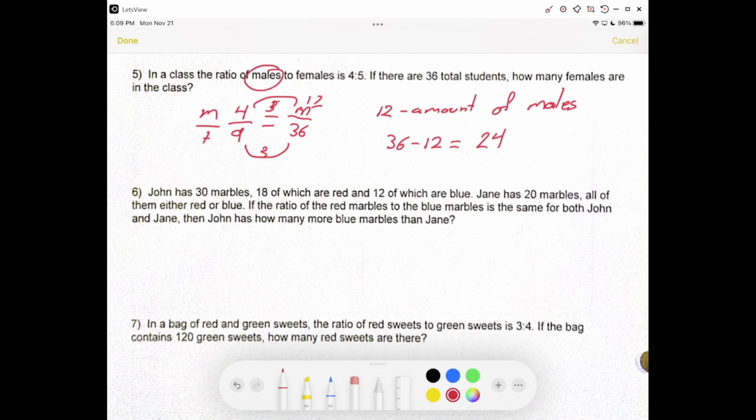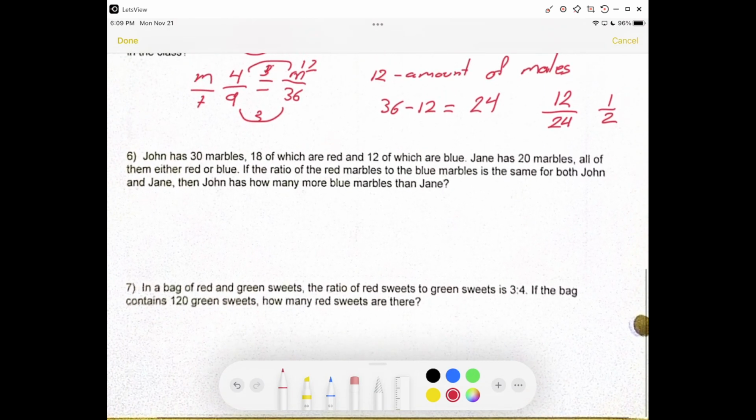And once again, if you want to make a ratio, it would look like 12 to 24, which is also just 1 over 2, right? But that's not what the question is asking. Let's move on to question number 6.